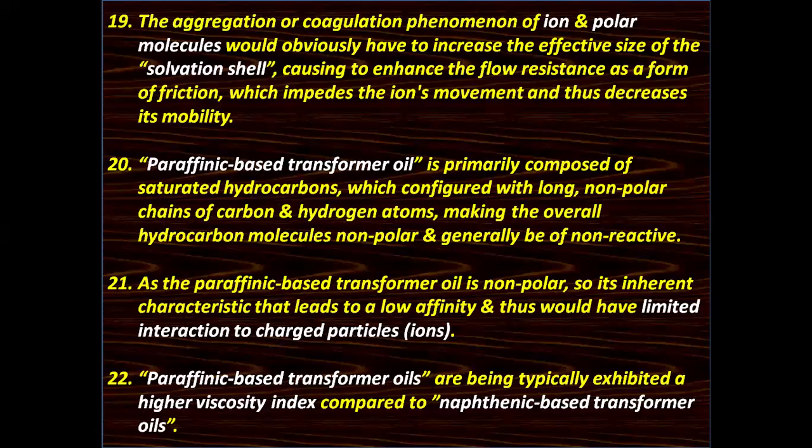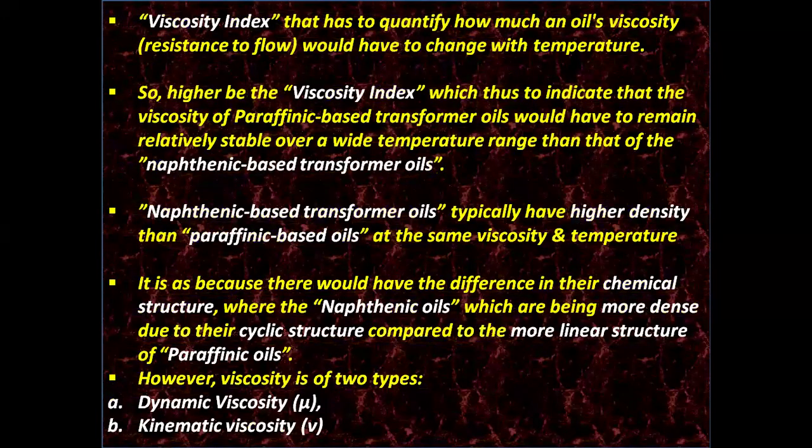Paraffinic based transformer oils typically exhibit a higher viscosity index compared to naphthenic based transformer oils. Viscosity index quantifies how much an oil's viscosity, that is, its resistance to flow, changes with temperature. So, a higher viscosity index indicates that the viscosity of paraffinic based transformer oils remains relatively stable over a wide temperature range compared to naphthenic based transformer oils.